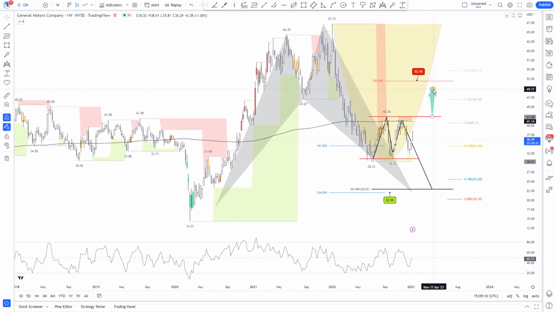Of course, as I was saying, we have here kind of a double bottom, this last push to the lows, almost kind of a triple bottom, but let's say a trade close above 42.36 on a daily basis. We may see on a daily time frame a close above 42.36 may trigger momentum to the upside. We have targets at 52.10 for General Motors. Let's see how it will develop.